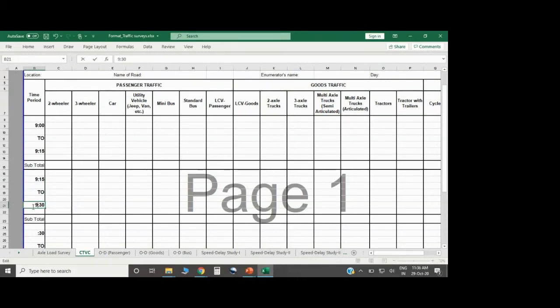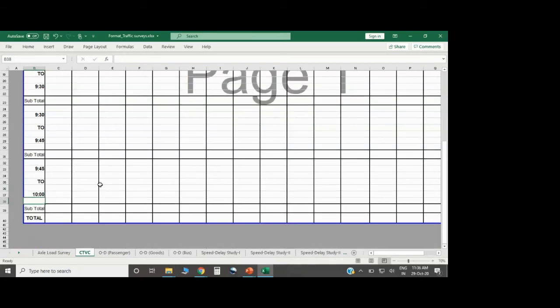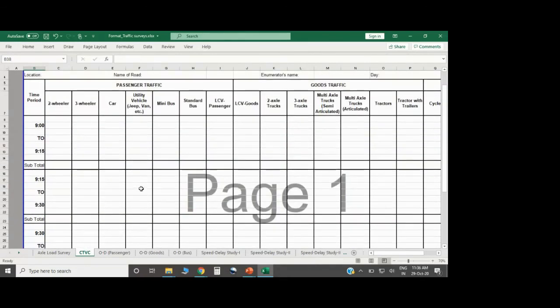Like this you will count for every 15-minute interval. The next is 9:15 to 9:30, and 9:30 to 9:45, and the last one is 9:45 to 10. And then at the end you will have the total, obviously, and you will also have a subtotal. So that will help you understand what the variation is. Now this is the blank sheet.